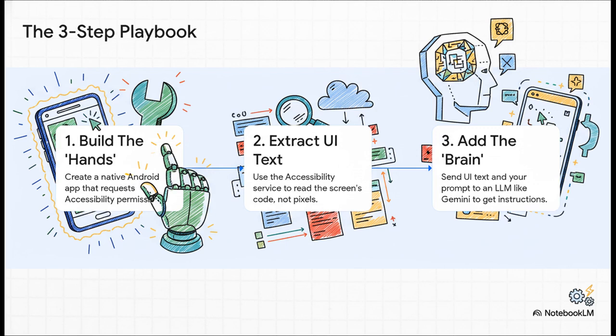Step 1, build a native Android app that acts as the hands, and it gets its power by using the accessibility service to see and tap. Step 2, don't use screenshots. Use that same service to pull the UI as clean text, just like DroidRun did. And finally, step 3, use a powerful LLM like Gemini as the brain. You send it the text from the screen along with your command, and because these models are fantastic at reading code, it'll quickly send back the exact ID of the button your app needs to press.